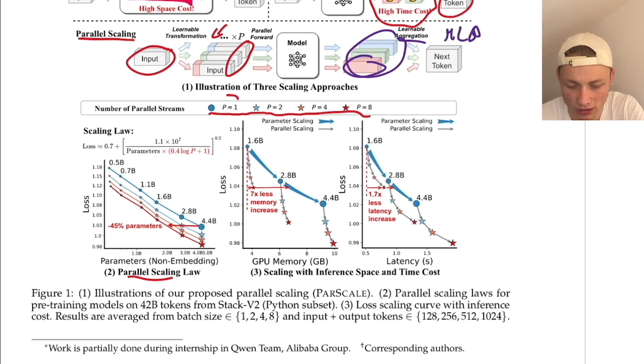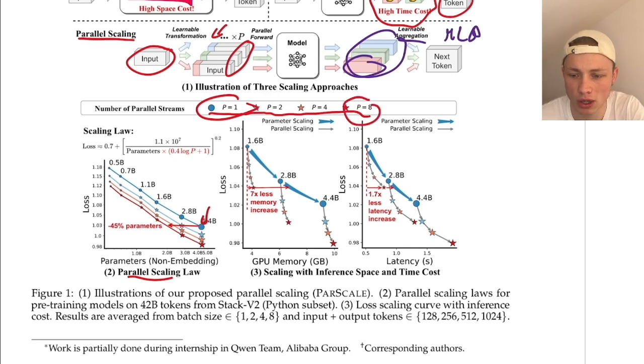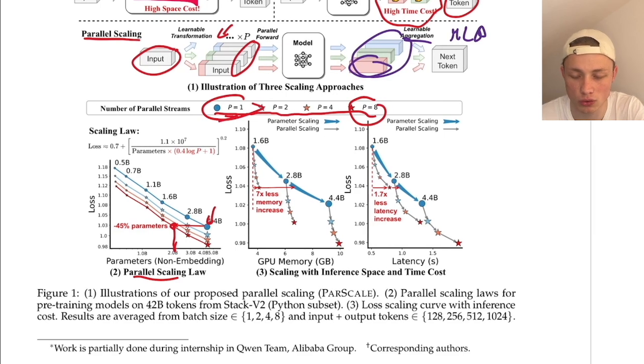Okay, so for the base case with P equal to 1, so normal training, we get a loss of 1.03, and if we now increase it to 8, so we are using 8 learnable transformations, we can see that we achieve the same with much fewer parameters, actually with 45% fewer parameters compared to the normal way we do it with P equal to 1.